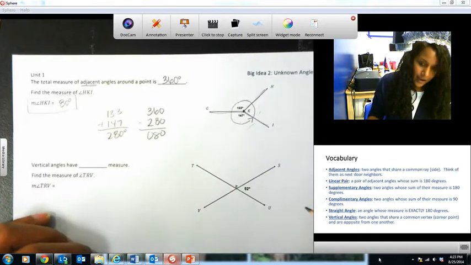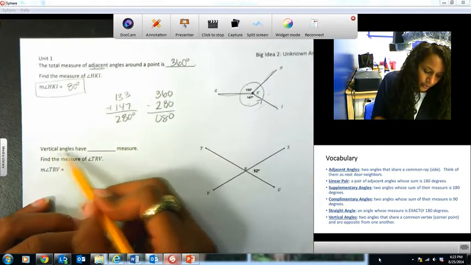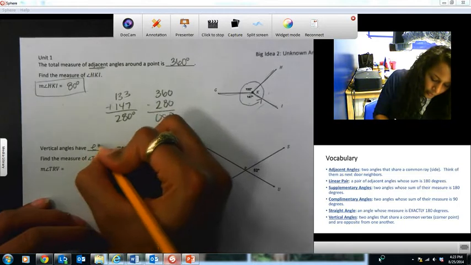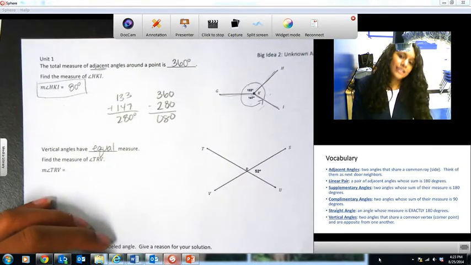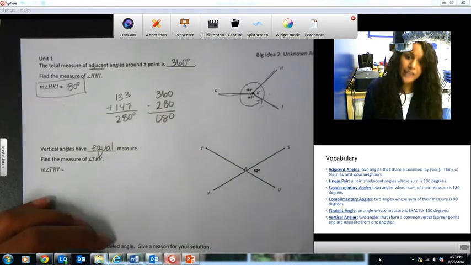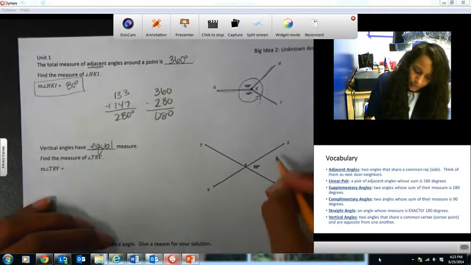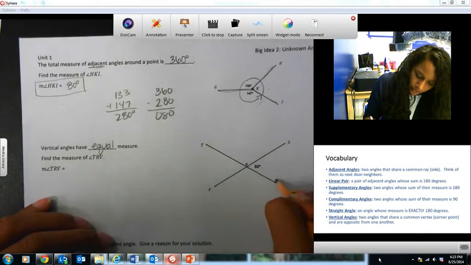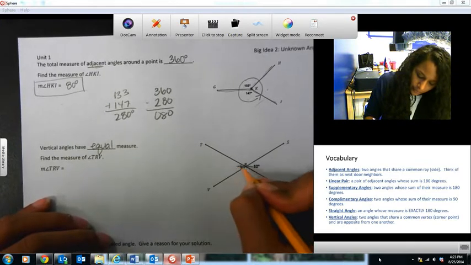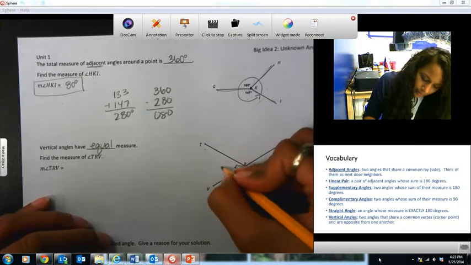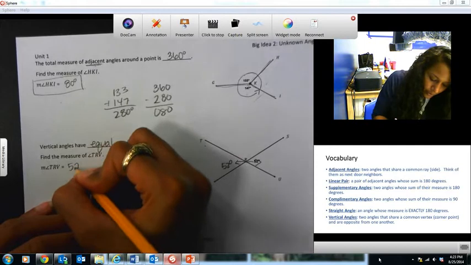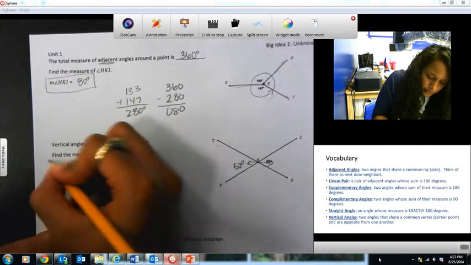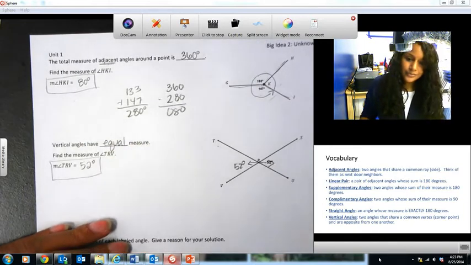Alright, next one. Vertical angles have equal measures. So if they are opposite from each other and they share a common vertex, then they have an equal measure. So since SRU is opposite from TRV, that must mean that this is 52 degrees. So the measure of TRV is 52 degrees. Okay?